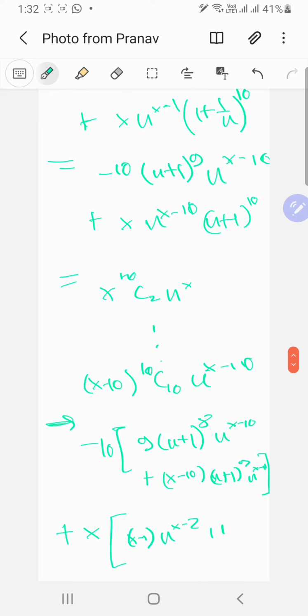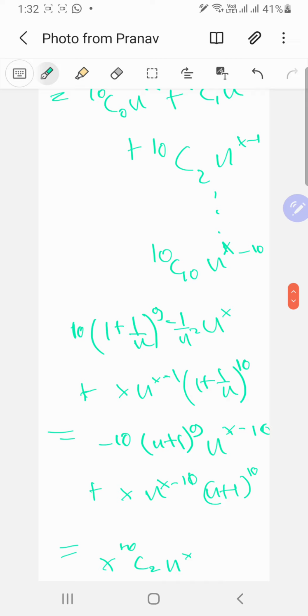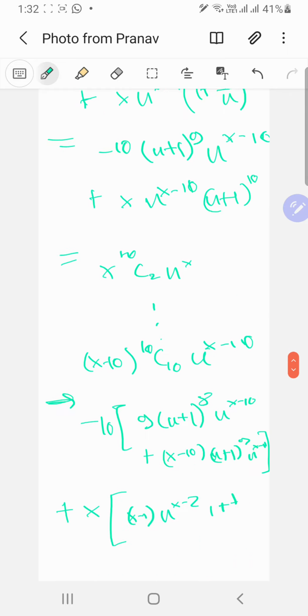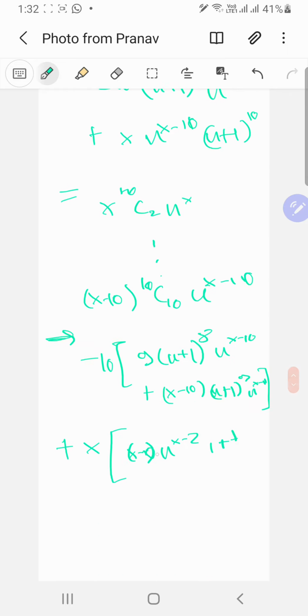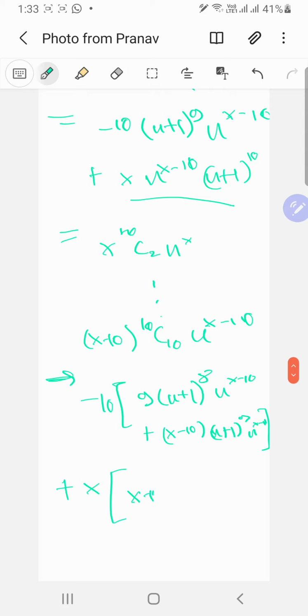The derivative of that thing is going to be x minus 1 u power x minus 2, and then 1 plus, wait, x minus 1, that's weird. Hey, that's actually really weird. But is that, no, it's obviously not correct. It's supposed to be x minus 10 over there, not x minus 1. Yeah, so it's x minus 10 into u power x minus 11. Okay, just do this once again. Where was I? Yeah, this second part. So it was supposed to be x minus 10 into u power x minus 11 into u plus 1 to the power of 10 plus 10 into u plus 1 to the power of 9.